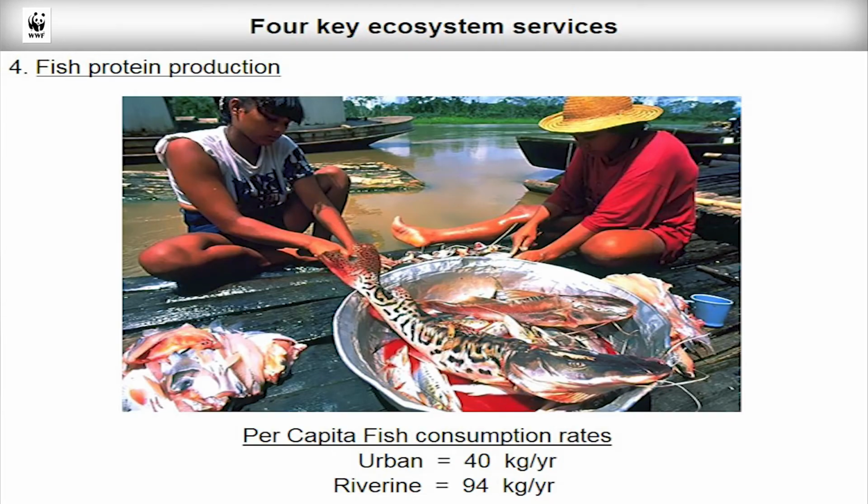Humans take advantage of that increased productivity to sustain one of the world's highest rates of per capita fish consumption. Riverine populations in the Amazon consume, on average, 94 kilos of fish per year on a per capita basis, which is 6 times more than the global average.